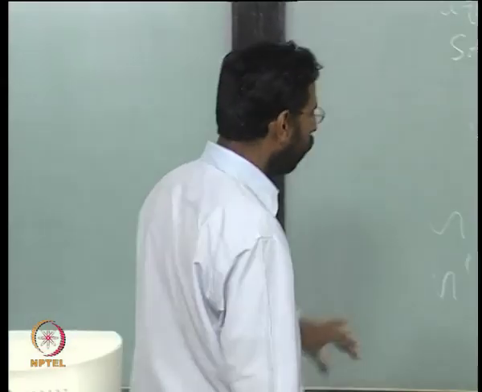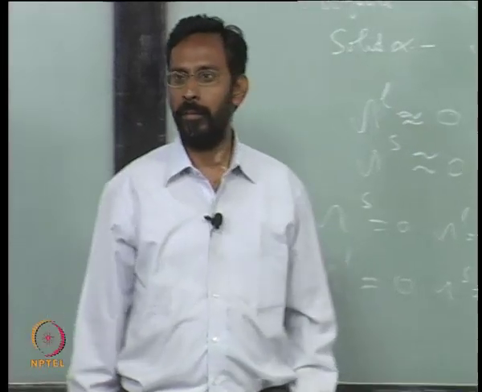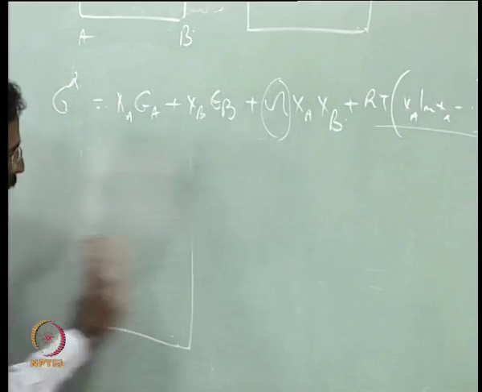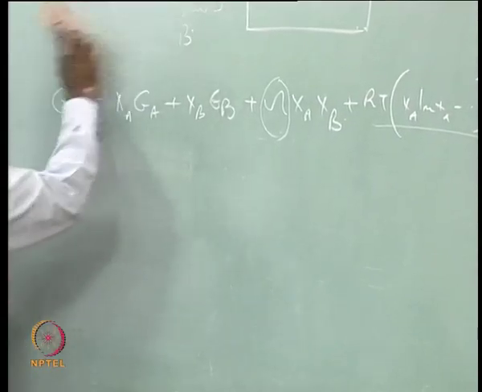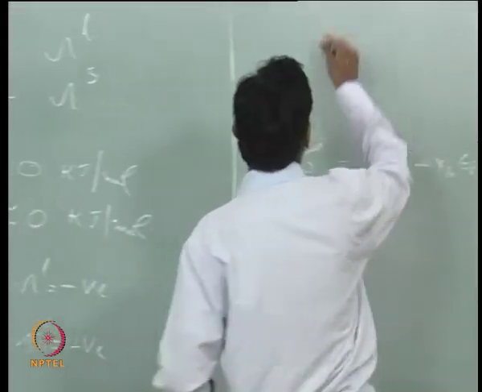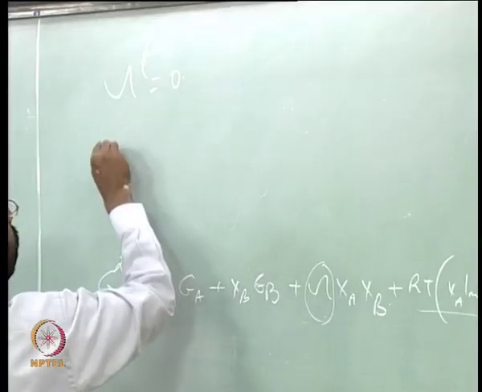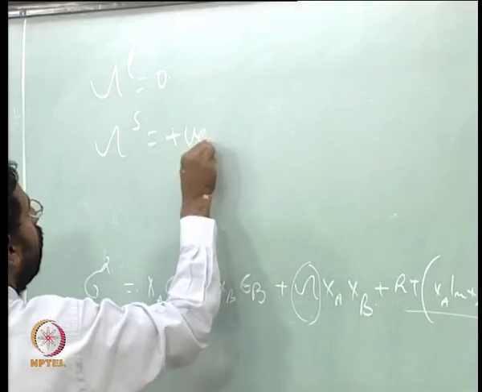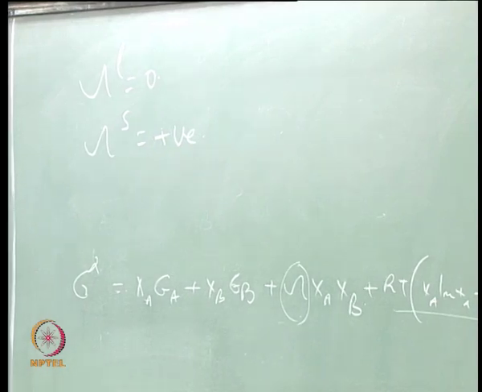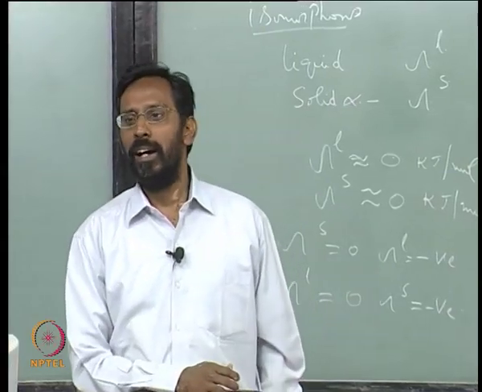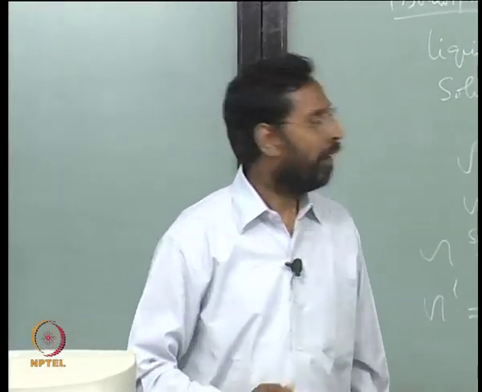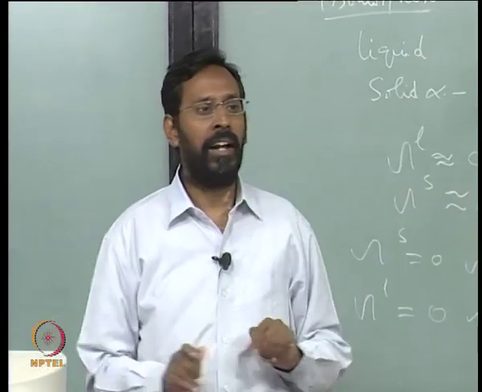Now we have looked at only the negative aspect of it. Now if you think of a situation where the omega L is 0, but the omega S is positive, that actually means that between A and B there is no attraction, there is some repulsion between them, and this basically means there is a tendency for segregation.